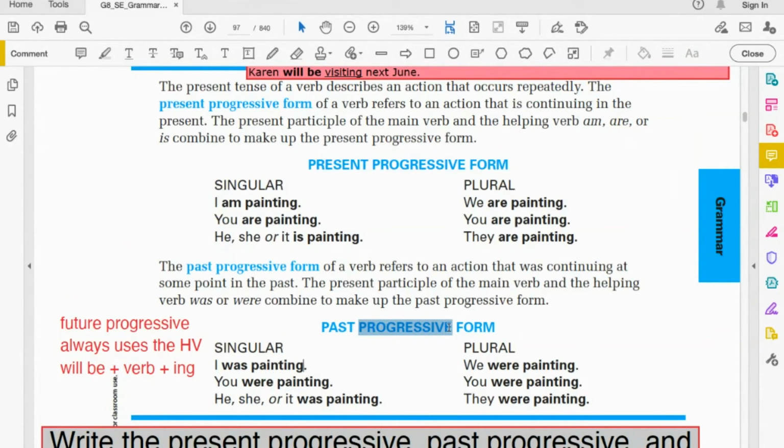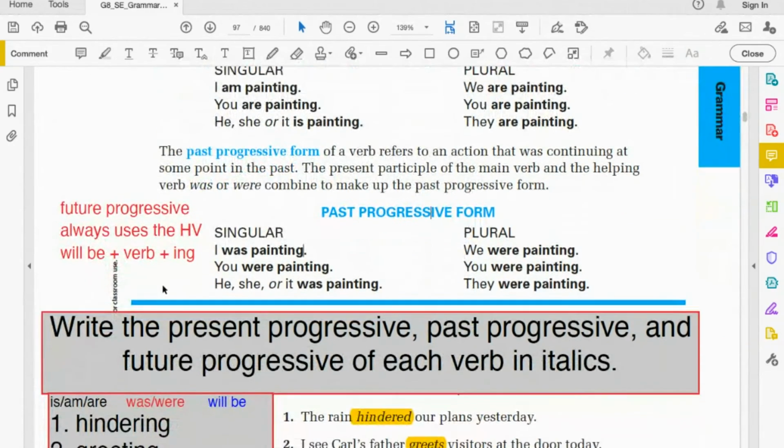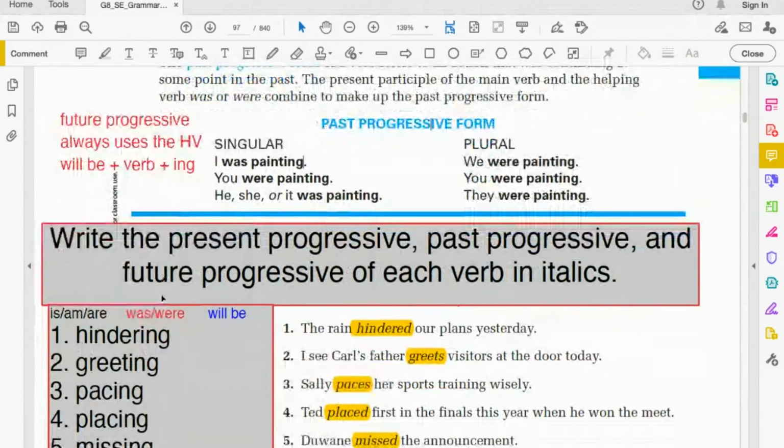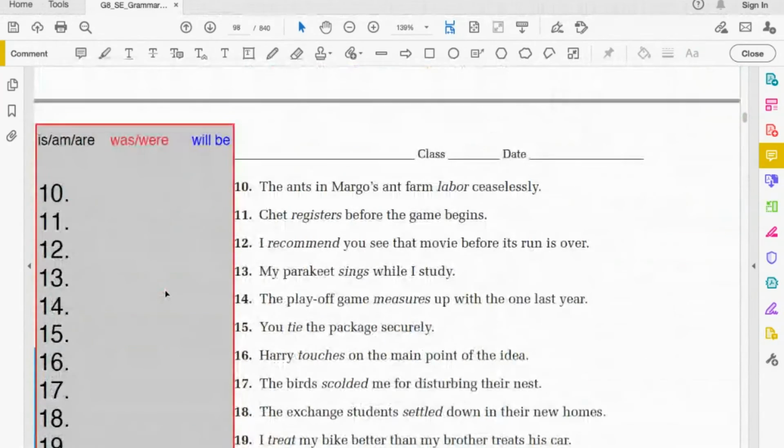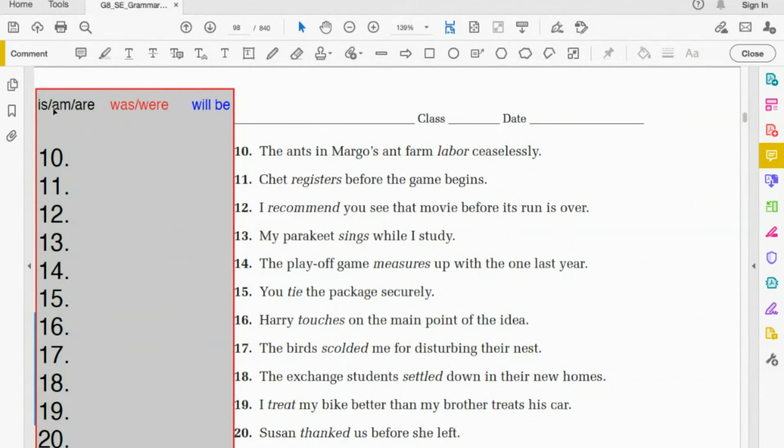That's what progressive means. Progress, an action that is occurring, or an action that has occurred at some point in the past, or an action that will occur in the future. Present, past, and future progressive. If you look to the back side, class, you will notice that I have replicated the columns is, am, are, present, was, were, past, and will be, future.